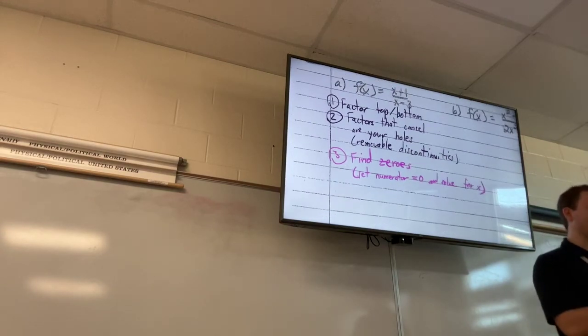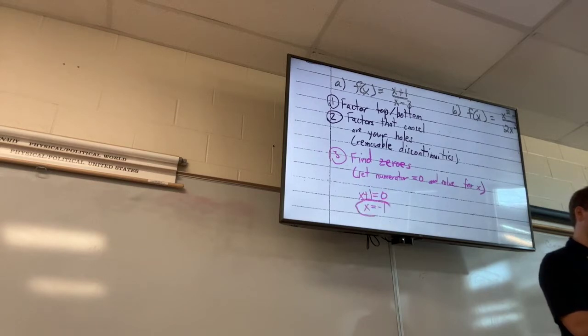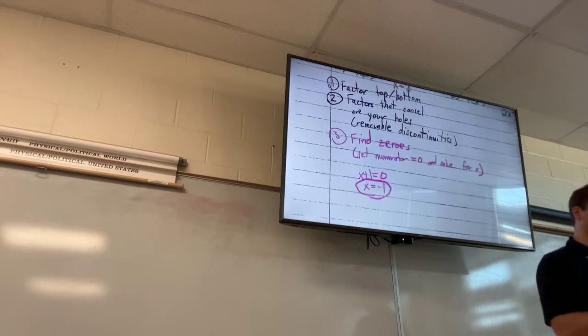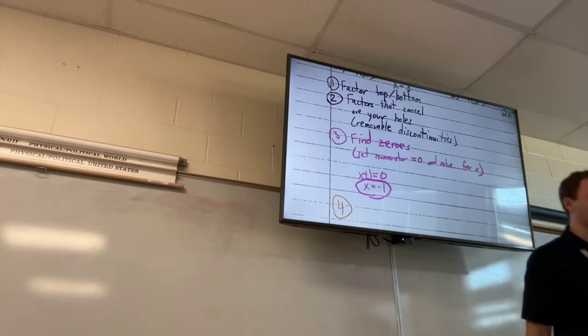So here, we'll set what equal to 0? X plus 1. You only do it for the top. X equals -1. So my zero here is -1. I have one zero, a single. Only for the top, for the zeros. Okay. What do I do after that?